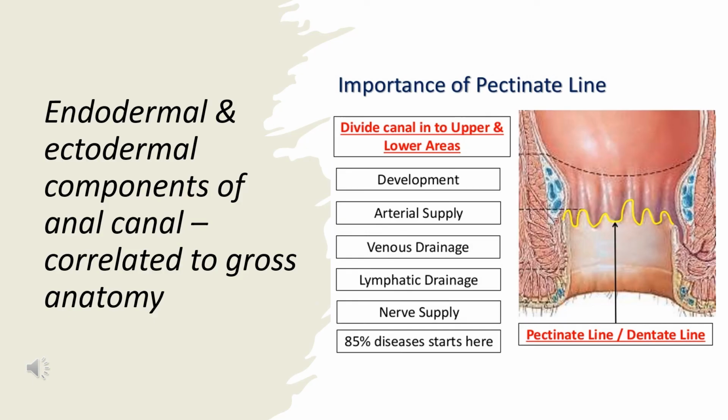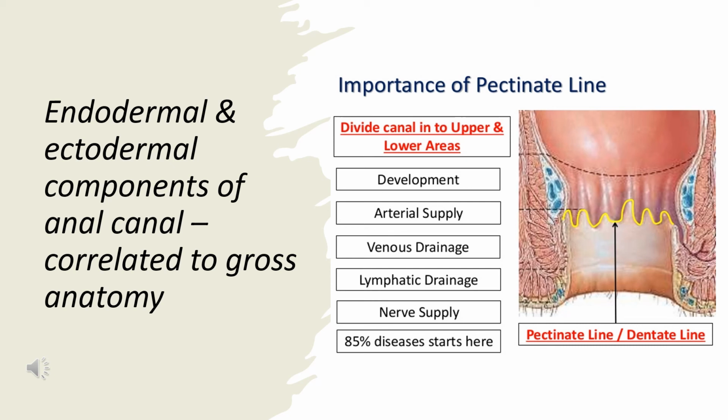Now we'll try to correlate the development of the anal canal with the gross anatomy, which you have already studied. So we've already seen that the anal canal develops from two different sources, endoderm and ectoderm, and these two parts are separated by the pectinate line. The blood supply of these two parts differs. The upper part of the anal canal is supplied by the superior rectal artery, whereas the lower part is predominantly supplied by the inferior rectal artery.